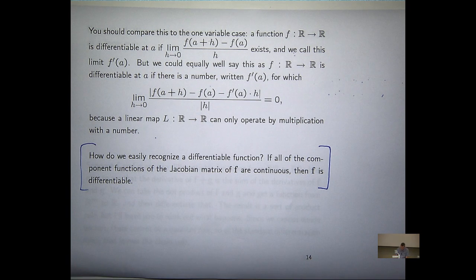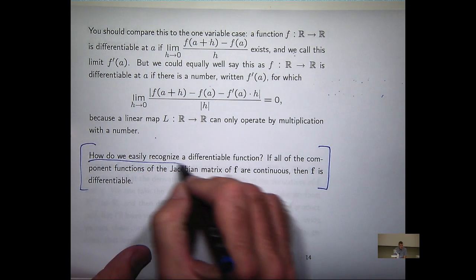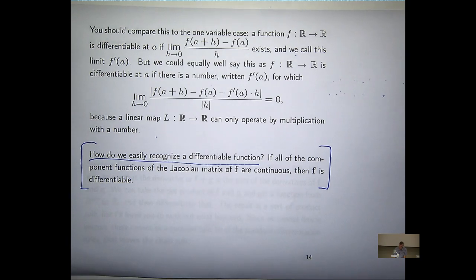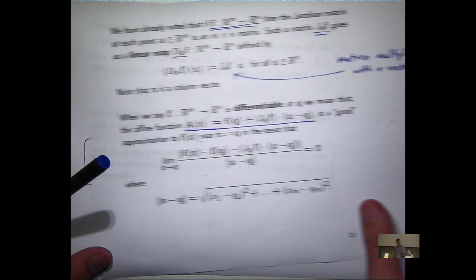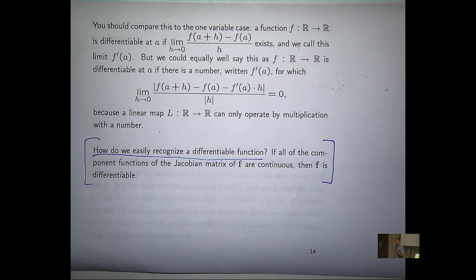And this is important from a practical point of view. How do we easily recognize a differentiable function? I don't want to look at that definition if I don't have to, right? Well, if all the components of the Jacobian matrix associated with that function are continuous, in other words, all the partial derivatives are continuous, then the function is differentiable in the sense of the previous slide. That is a huge result that you can use all the time, almost, as long as the conditions are satisfied.